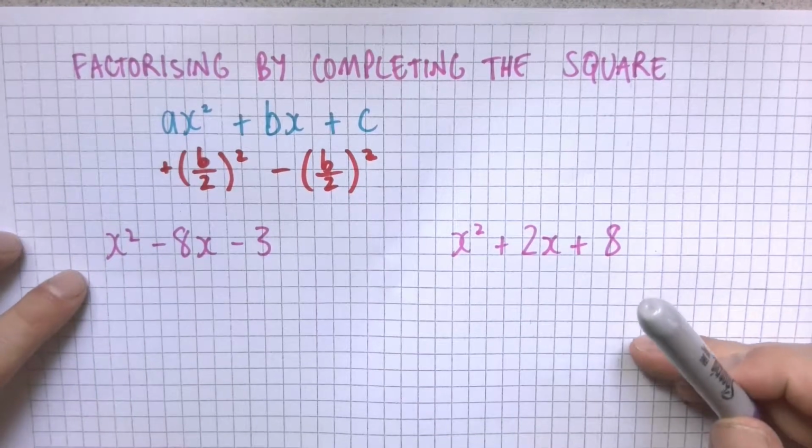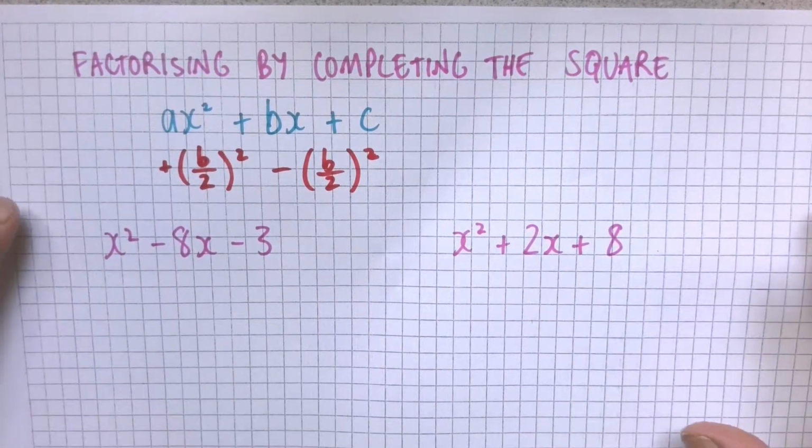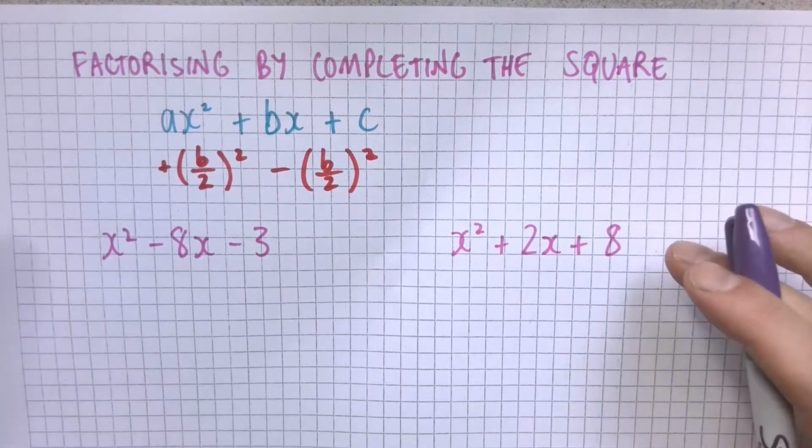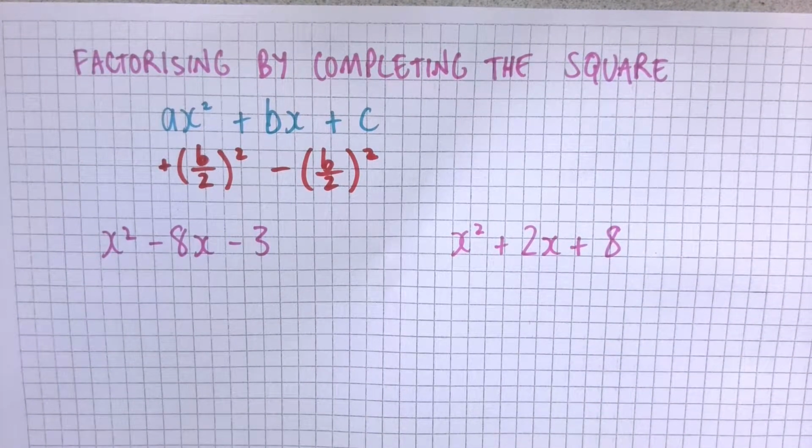So I've got two examples I'm just going to go through. One you can fully factorize, and one you won't be able to, and we'll see the difference between those two, how you can and how you can't, and the reasons as to why.